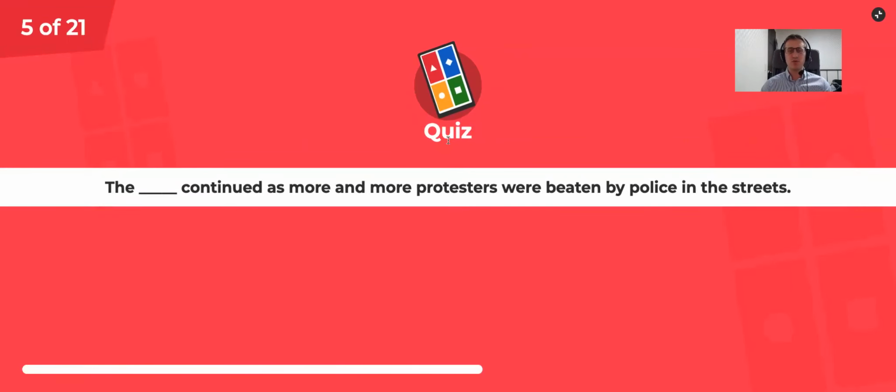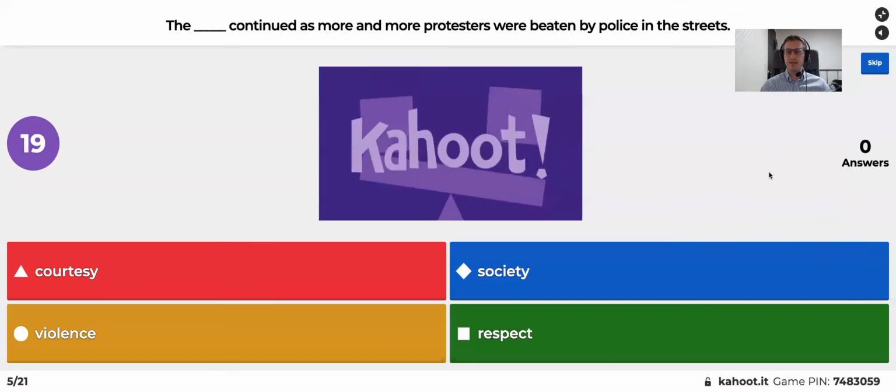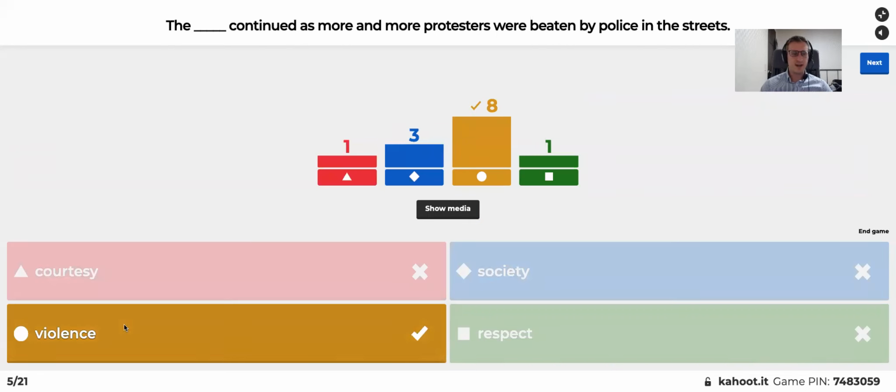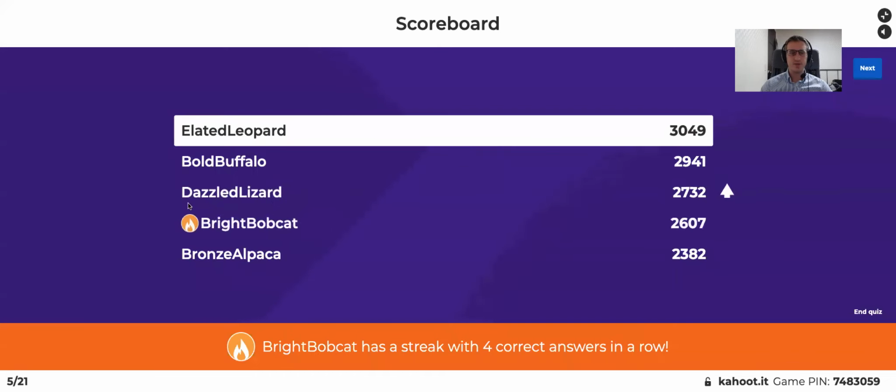The blank continued as more and more protesters were beaten by police in the streets. Violence, right. There's more violence because more people were beaten, right? Not a good story. Ooh, Dazzled Lizard back on top or moving up.